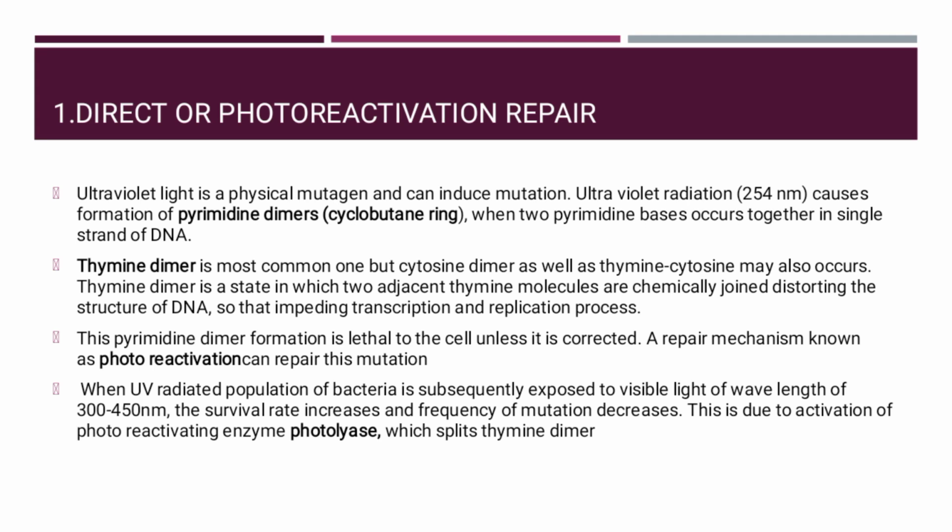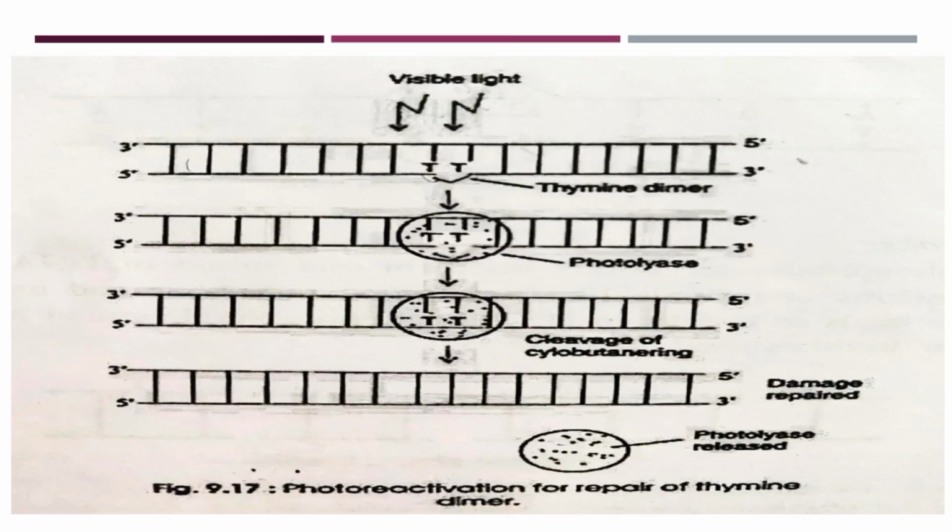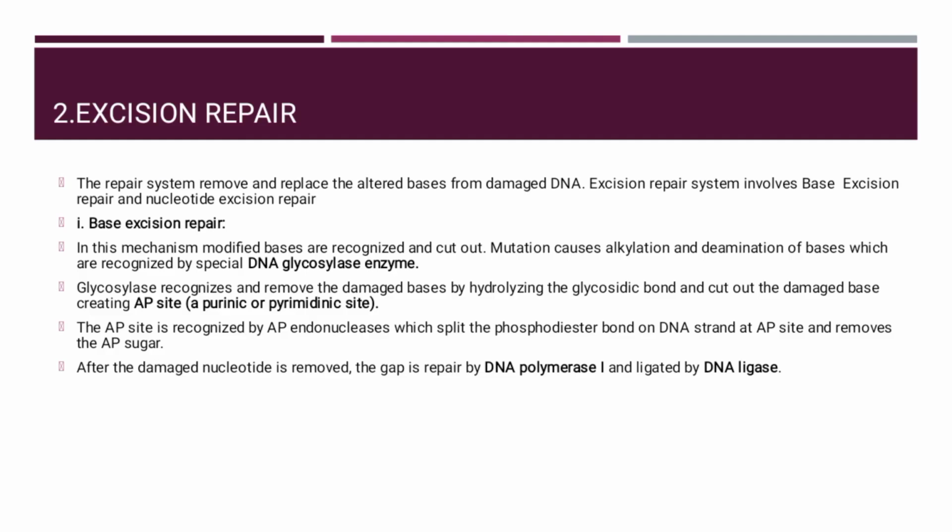Automatically the frequency of mutation decreases, and this is due to the activation of the photoreactivating enzyme photolyase, which splits thymine dimers. In the dark, the enzyme binds with the thymine dimer, and in the presence of visible light, the enzyme splits the thymine dimers. Up to 80% of thymine dimers existing in the genome can be photoreactivated.